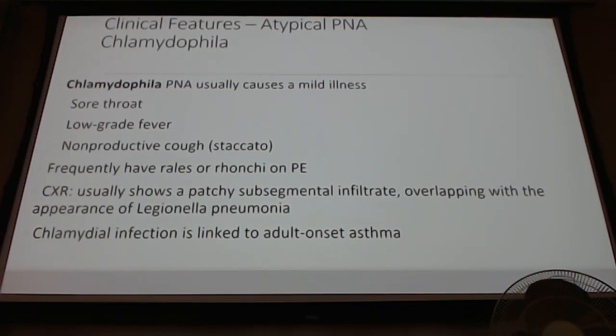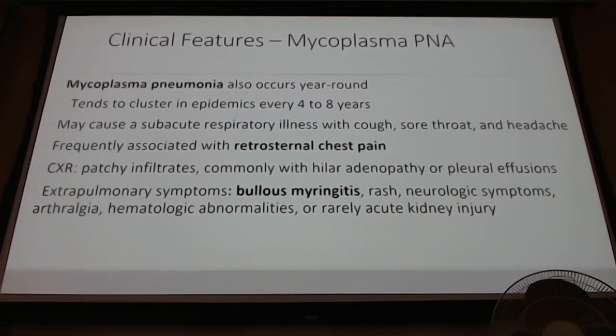Then we have our chlamydia pneumonia, usually very mild. These are ones with sore throat, may or may not have a fever, non-productive cough, maybe have rales or wrong kind of physical exam, and this one has an unimpressive chest X-ray as well. It looks similar to Legionella or a viral illness on the chest X-ray. It is linked to adult onset asthma.